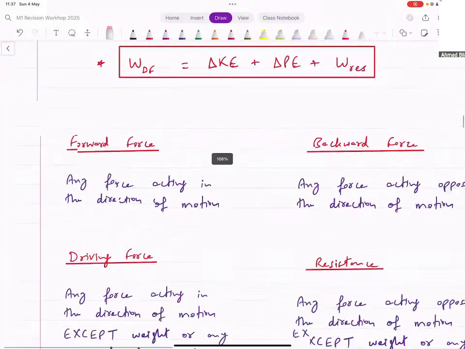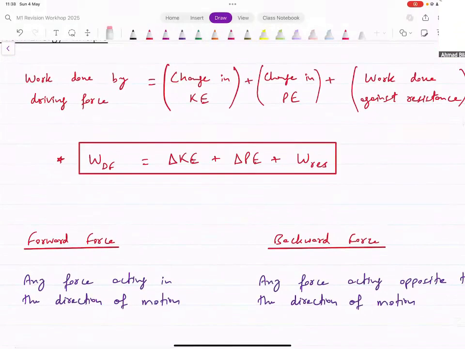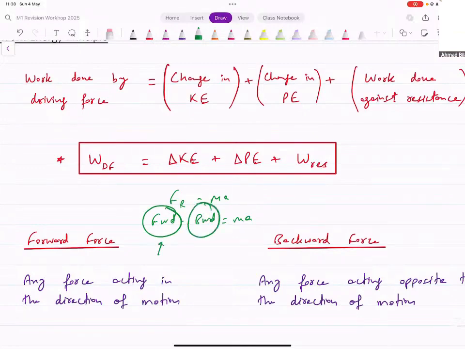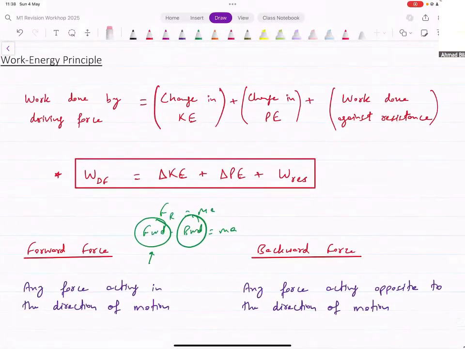Now, what is a driving force and what is a resistive force? We've talked about forward forces and backward forces earlier in Newton's laws of motion. When we use F equals ma there, we say forward force minus the backward force equals mass into acceleration. In forward forces, we've got all the forces that are acting in the direction of motion. In the backward force, we've got all forces that are opposing the motion, that are acting opposite to the direction of motion. So forward force and backward force just mean all forces acting in the direction of motion and opposite direction of motion, respectively.